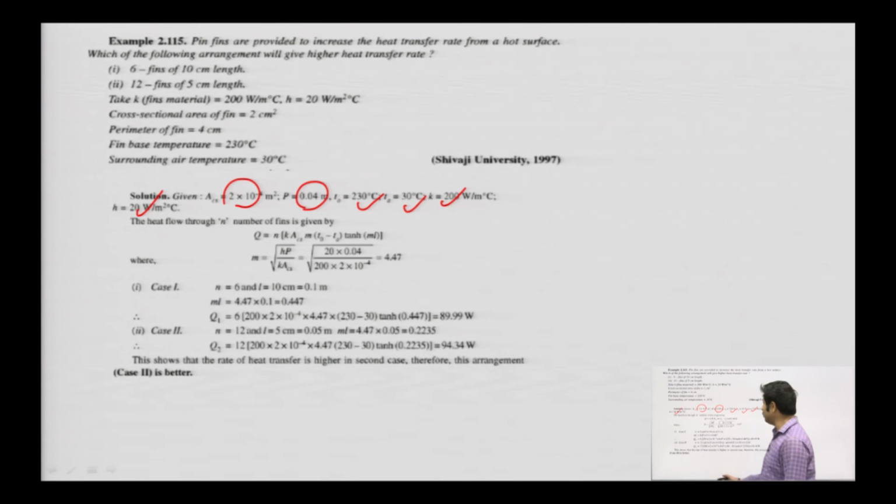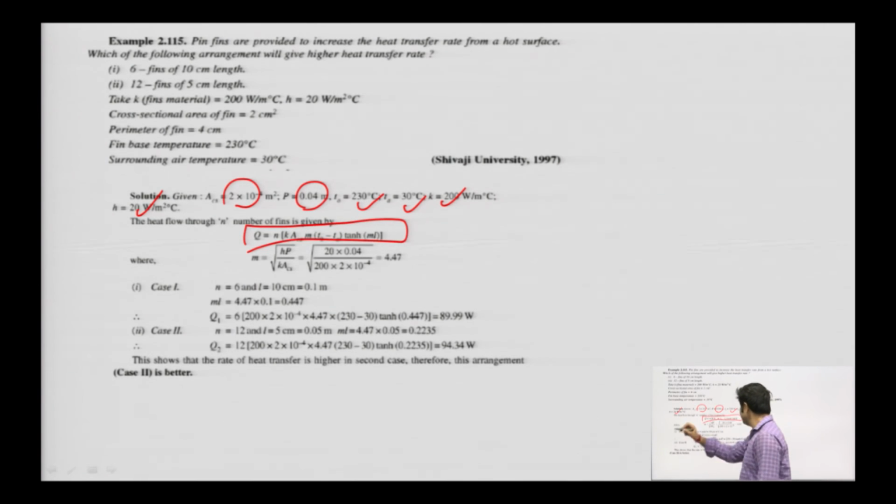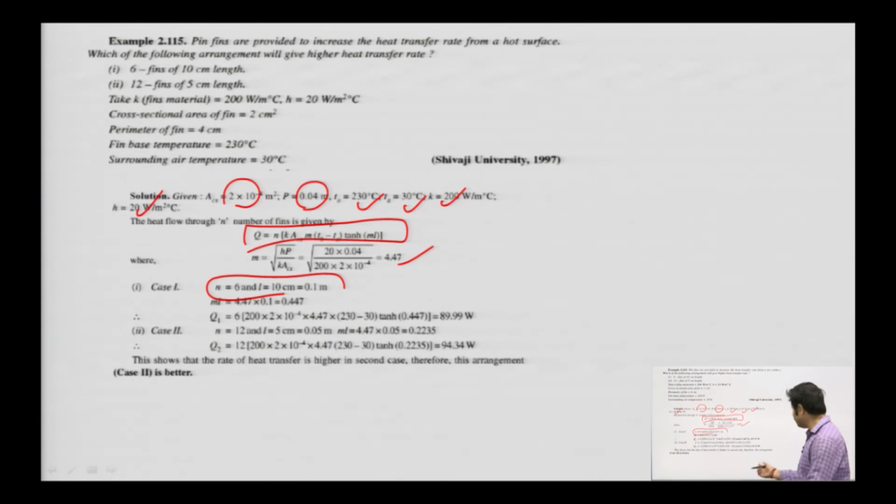So it is the heat flow. Q is equal to N into the root over hPkA, θ0, tanh(mL). So it is m here. Case 1, put N equal to 6 and calculate Q. Case 2, put N equal to 12 and everything, and then calculate Q.